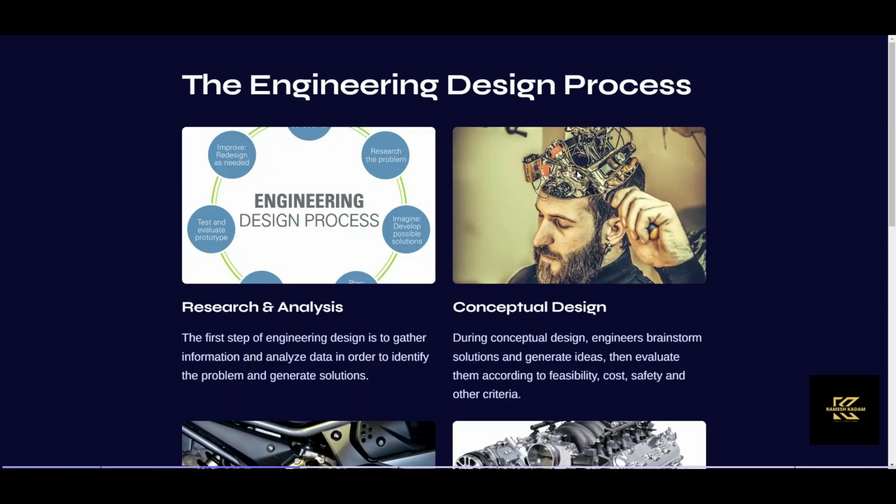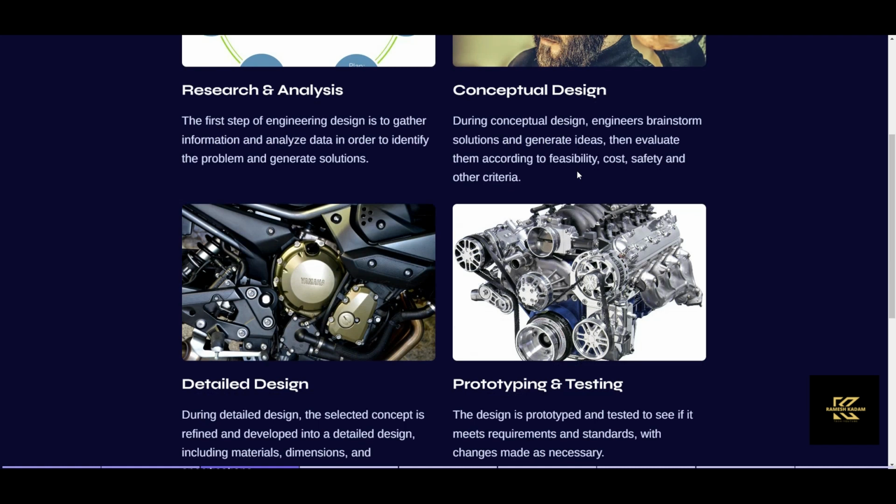So here we go, the engineering design process. Research of the problem means what is the requirement actually, for what purpose we are doing this design. Imagine, develop possible solutions, so it gives a lot of solutions. Test and evaluate prototype, improve, redesign as needed. Research and analysis. The first step of engineering design is to gather information and analyze data in order to identify the problem and generate solutions.